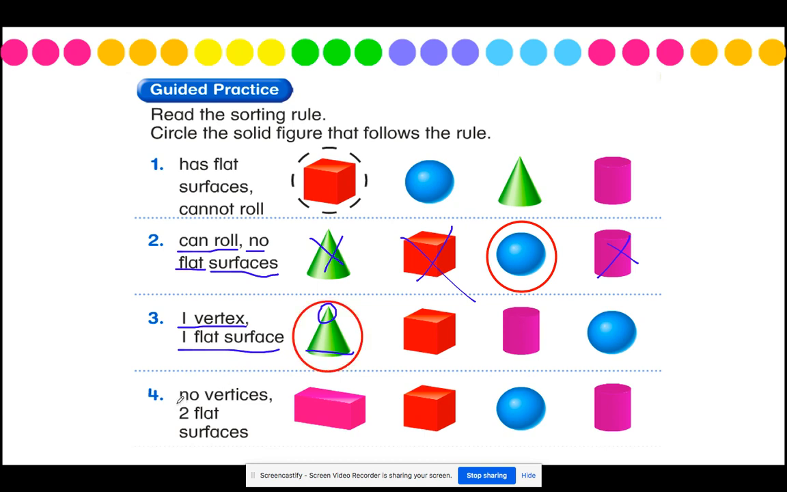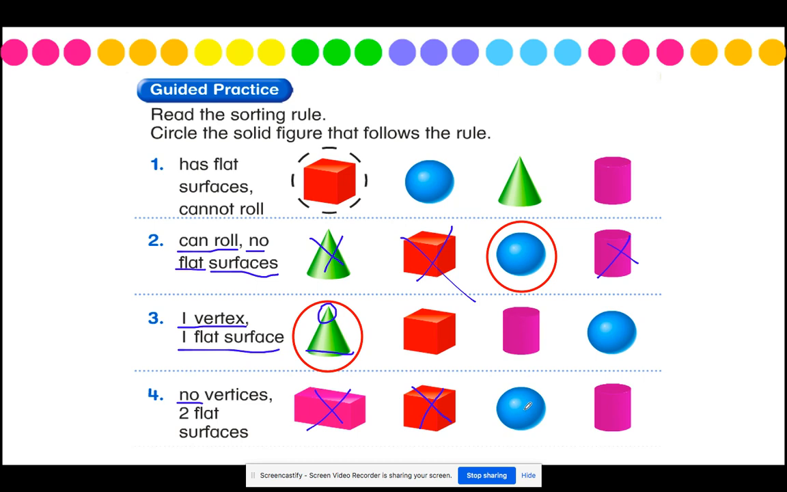Number 4, looking for the solid shape that has no vertices. So no part of the shape is coming to those corner points. No vertices, as well as 2 flat surfaces. So let's start with no vertices. Does a rectangular prism have vertices? Yes, so it can't be that one. Does a cube have vertices? Yes, it does, so it can't be that one. Does a sphere have vertices?